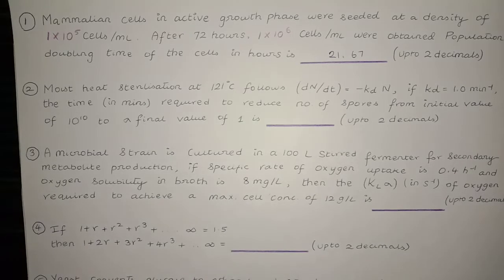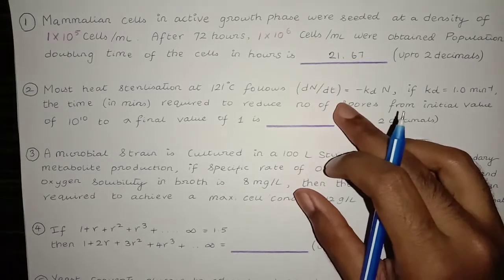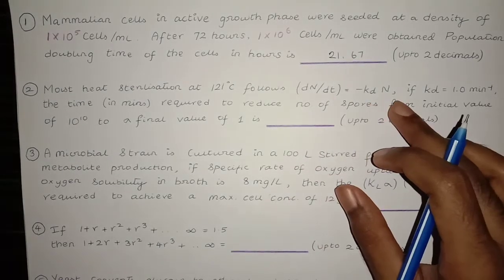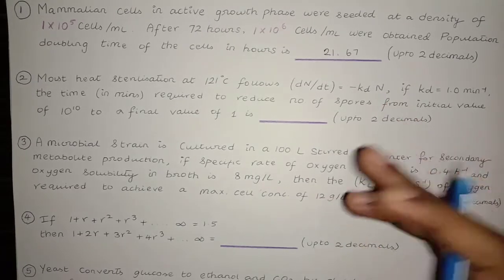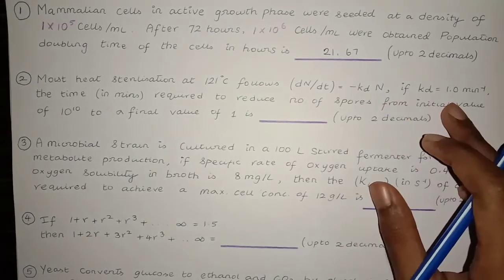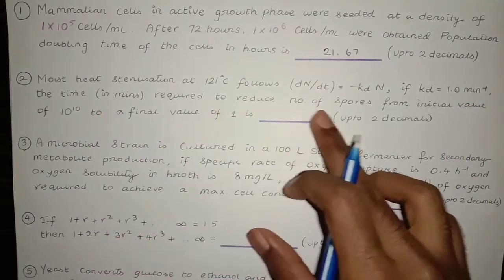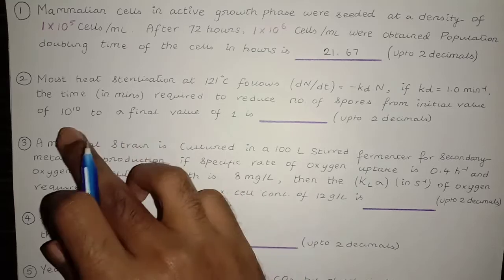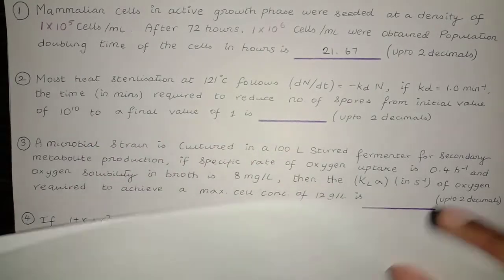Next, moist heat sterilization at 121 degrees Celsius follows the differential equation model dn over dt is equal to minus kd times n, where kd is the specific rate, that is the rate constant for cell death. If kd is equal to 1 over minute, the time in minutes required to reduce the number of spores from an initial value of 10^10 to a final value of 1 is?